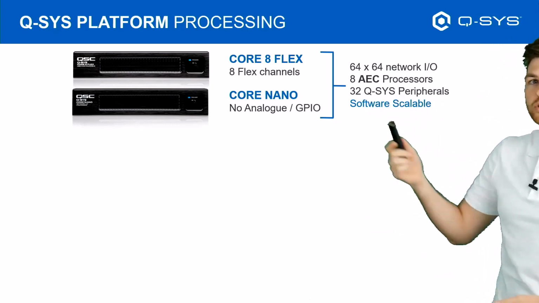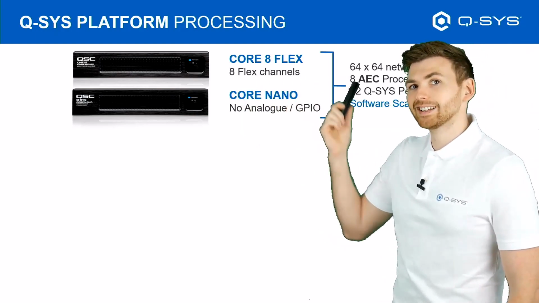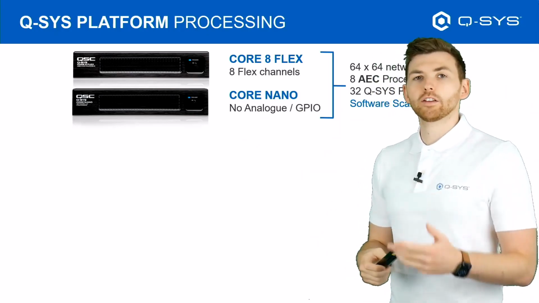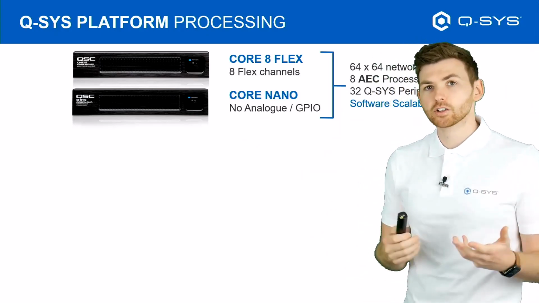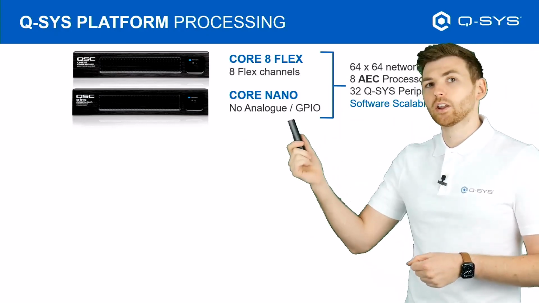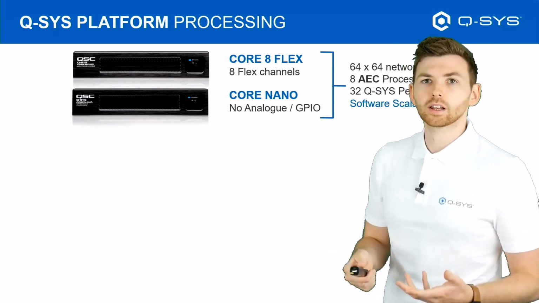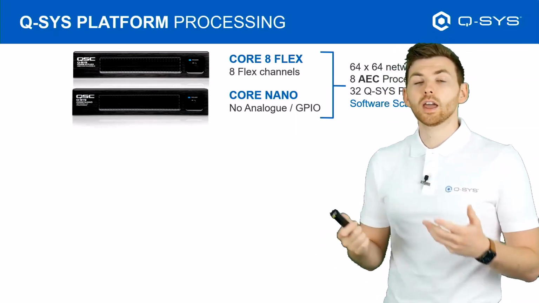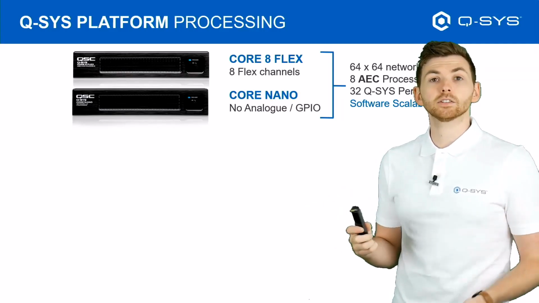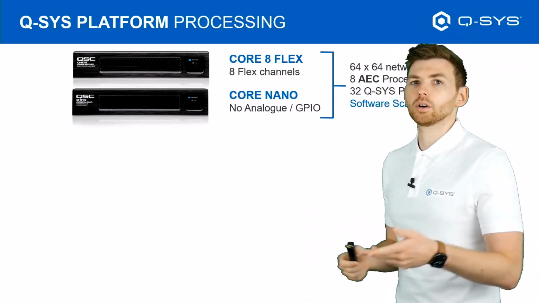So quite a lot of processing power here, but also we've got one difference. So they're exactly the same in the processing. They're just different in the local I/O. Okay, so a Core 8 Flex has 8 flex channels. These are a type of audio channel. It can be inputs or outputs. And a Core Nano doesn't have any of that. So a Core Nano is great for those more modern installations where we might be using the network to deliver all of our audio inputs and outputs and all of our control. In that case, do we need any local channels? Probably not. And of course, Core Nano is going to be lower cost as well.